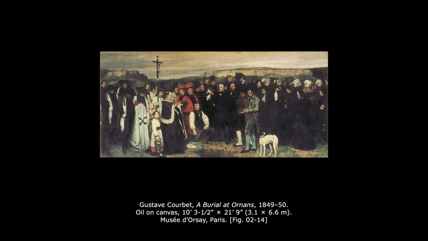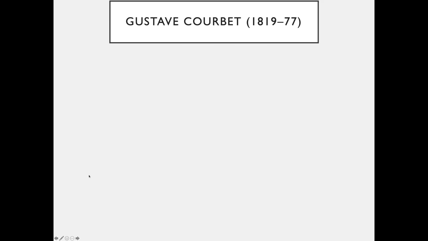All right, so we're moving from Daumier on to Gustave Courbet, and this is called A Burial at Ornans. It's from 1849 to 50, and I just want you to see the size of this. This is an enormous painting. It is almost 22 feet long. So that's almost 2 stories high. It's very, very large, and it's 10 feet high. So I just want you to have a sense of the impact of this image.